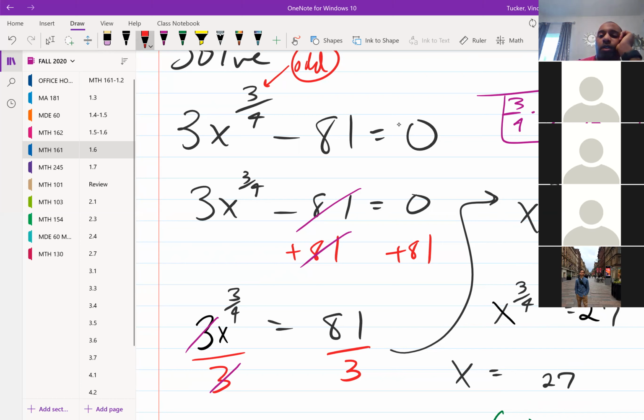All right, so now that we have x to the 3/4 equal to 27, we will raise both sides to the 4/3 power. Whenever you're raising a power to a power, you're multiplying your exponents. So that's what happens here. And whenever you multiply reciprocals, that's going to simplify to give you 1. So that's why we're doing that. You take the inverse or the reciprocal of the fraction and raise each side to that.